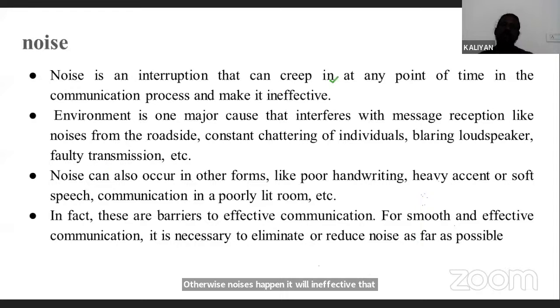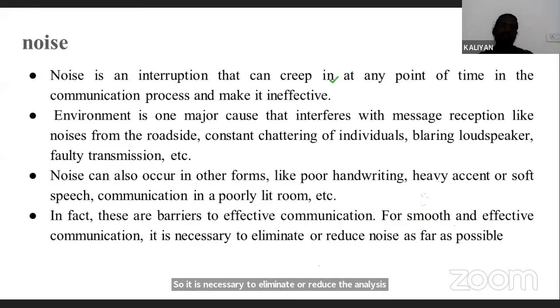That is called noise. The environment is one of the major causes, like roadside chatting with individuals, loudspeakers or faulty transmission. Noise can also occur through poor handwriting, heavy accents, soft speech, or communication in a poorly lit room. So these are the barriers to effective communication. For smooth and effective communication, it is necessary to eliminate or reduce the noises as far as possible. So this is noise.